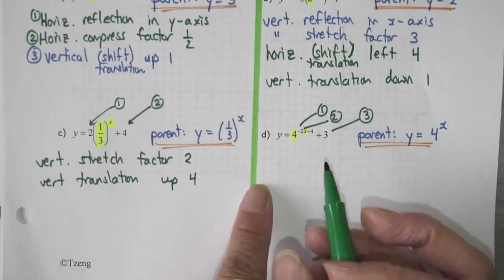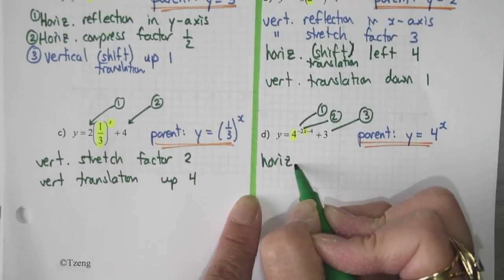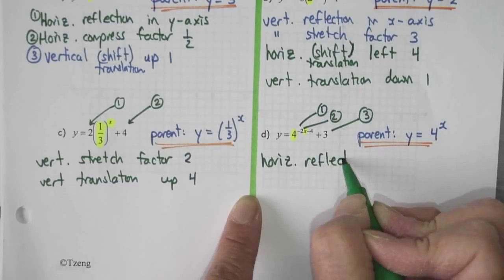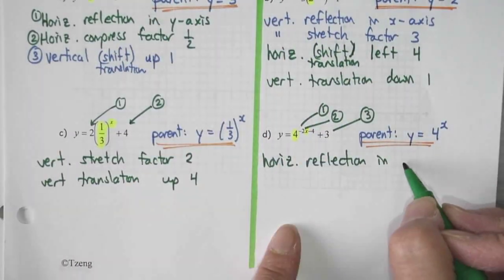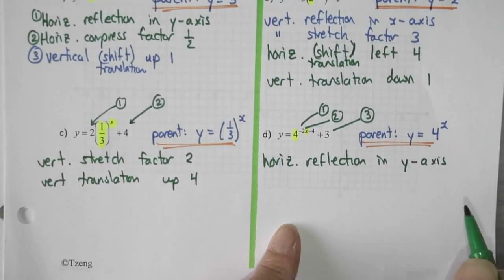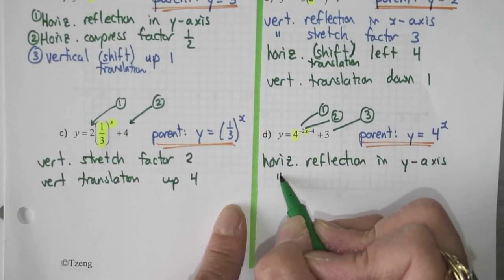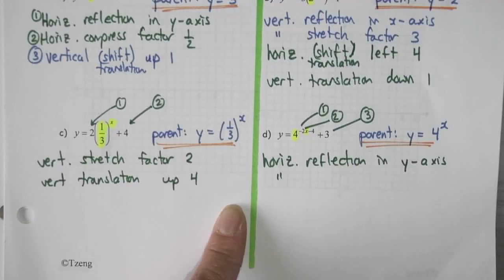The negative, so that's going to be a horizontal reflection. If it's horizontal, it's going left and right, so it's over the y-axis. It's also a horizontal. The 2 is a compression. Wait, there's something about this question. What did we have to remember to do?